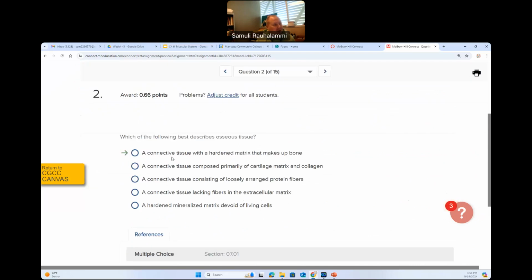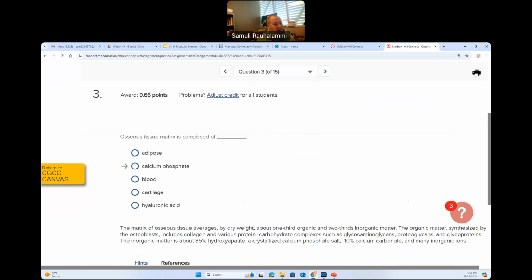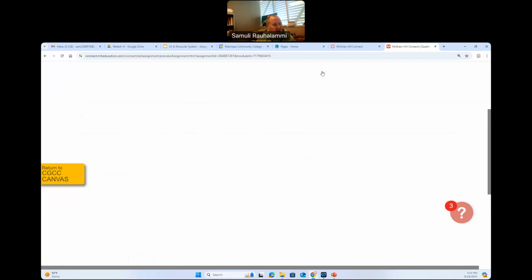On this first question, I also do have some simple multiple choice questions. We're seeing which of the following best describes osseous tissue. This is a connective tissue with hardened matrix that makes up the bone. We'll see that osseous tissue matrix is composed of what? And it's composed of calcium phosphate. That would be the correct answer there.